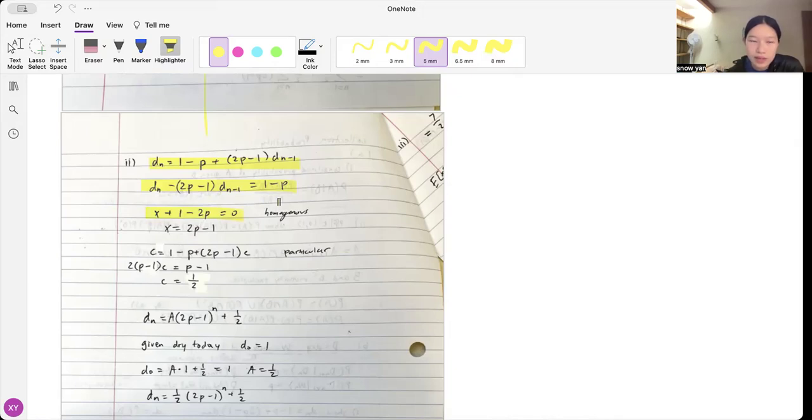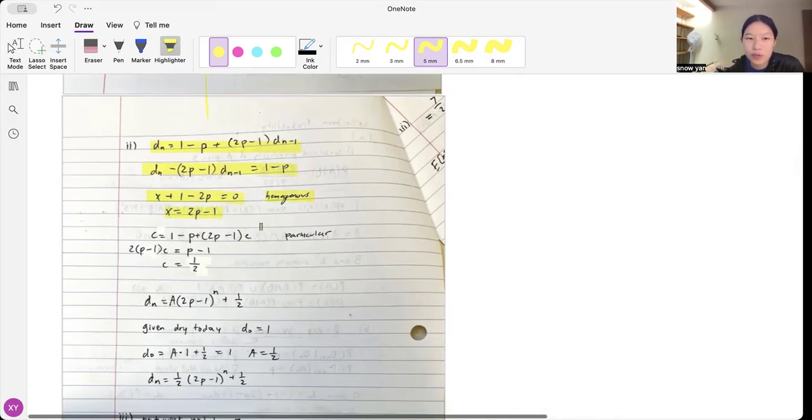And then in this case, we would want to set 1 minus p to be 0, because it's our homogeneous. So then we just rearrange this form to be x equals 2p minus 1. That's our homogeneous solution. And for a particular solution, because we see that it's not a special value, we just set it to be a constant.